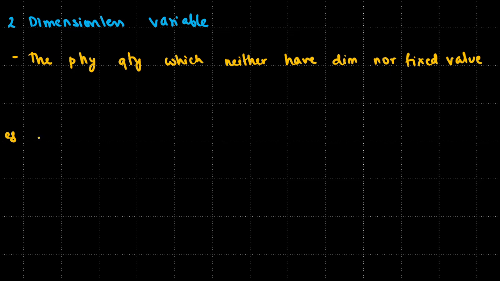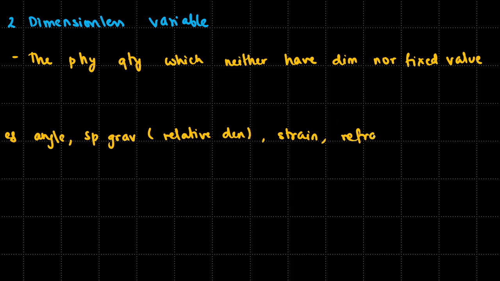I'm gonna write a few examples. The first one is angle. The second one is specific gravity, also known as relative density. The next one is strain. And the next one is refractive index, etc.